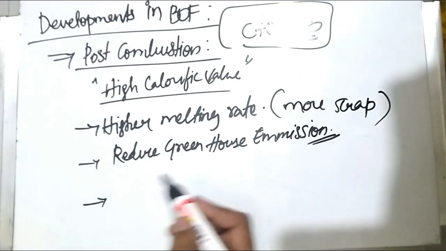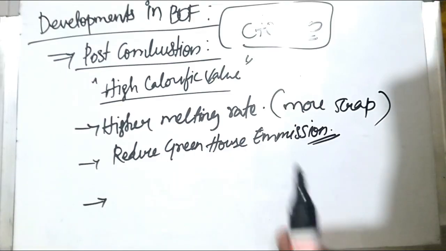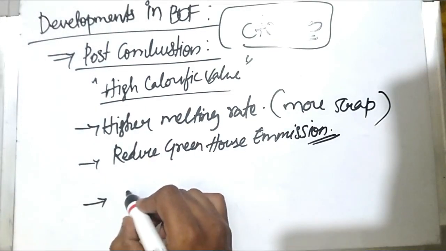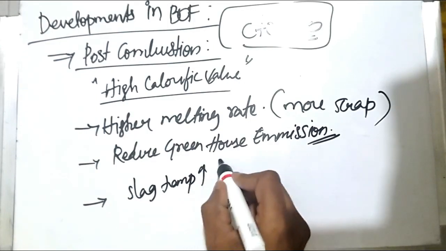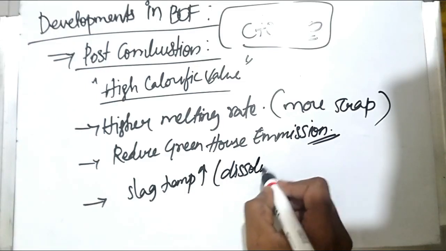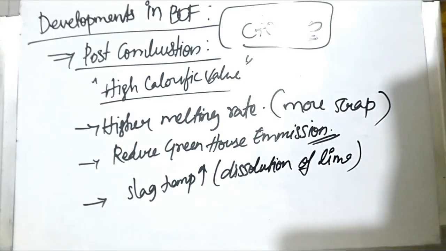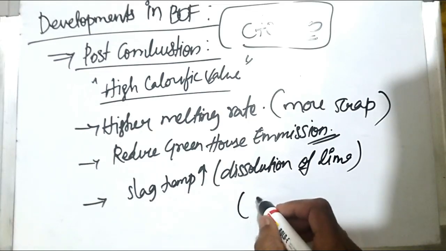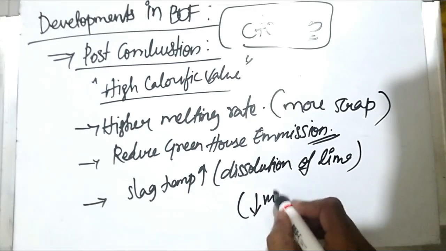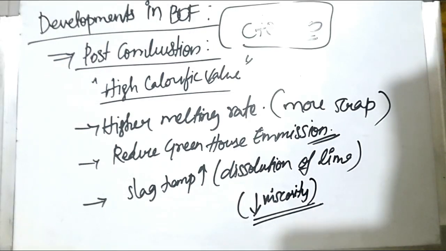Because of this CO combustion, a high temperature in the slag can be achieved. The slag temperature can be increased, and the dissolution of lime and other fluxes becomes easy. Because of this dissolution, there will be a decrease in viscosity, correct? Because CaO is a basic oxide, viscosity decreases. So these are the main advantages of post combustion.